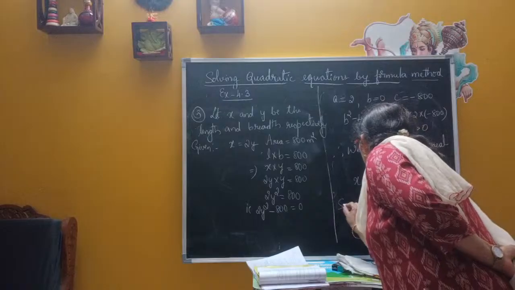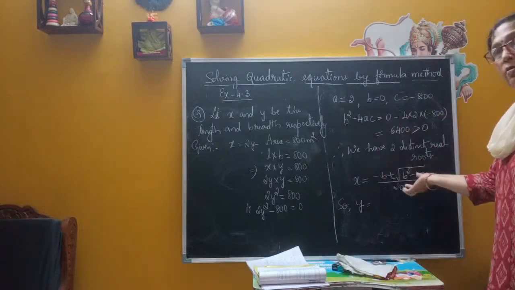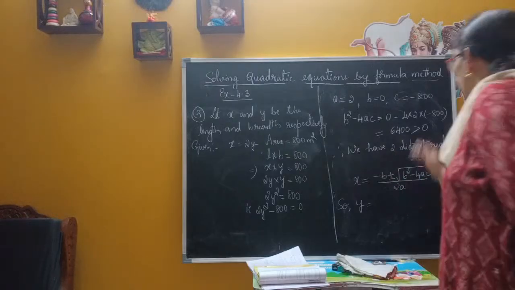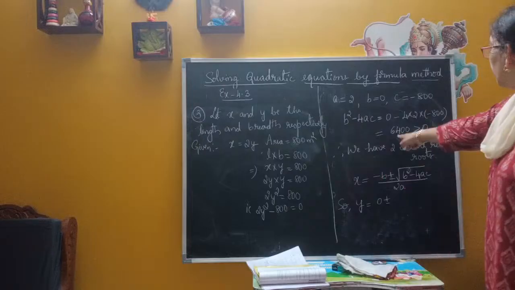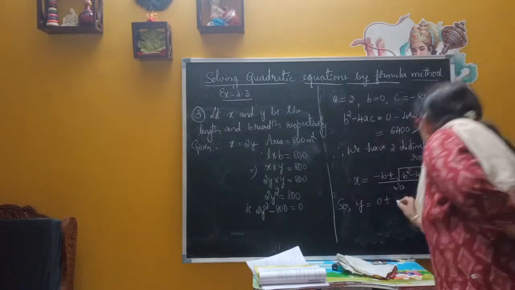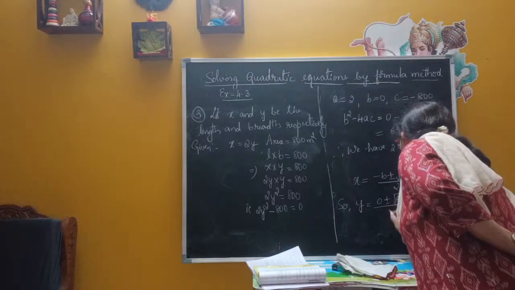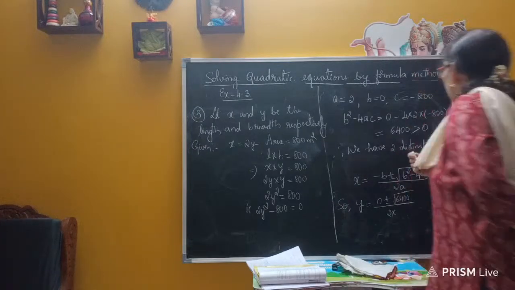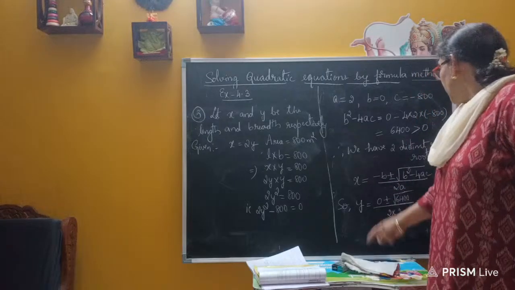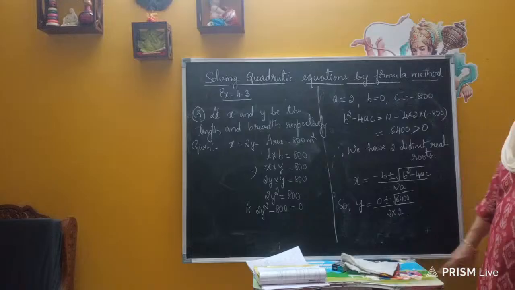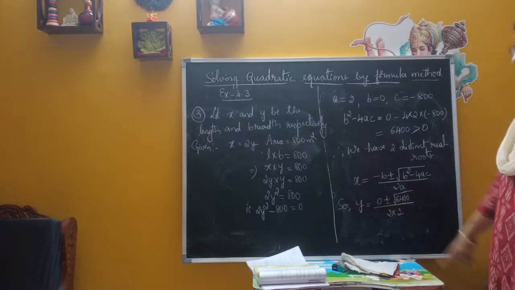So y is equal to minus b, which is minus 0, plus or minus square root of b square minus 4ac. What have we got? 6400. So square root of 6400, by 2a, that is 2 into a value, how much? 2. So square root of 6400, how much? It is 80. 8 square is 64, so 80 square is 6400.